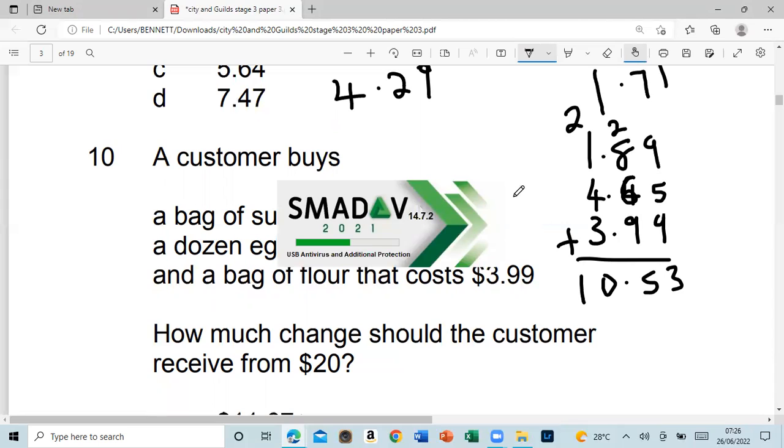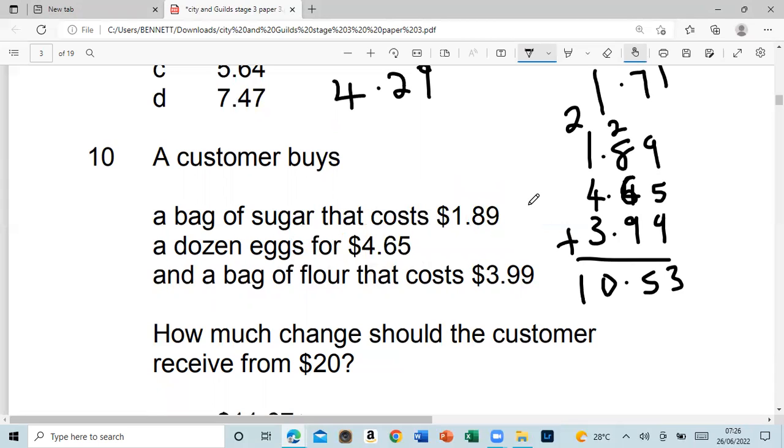What is coming on the screen? No, I just have no idea today. No? So that's 10.53, right?